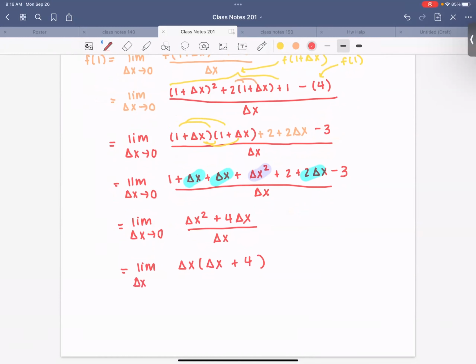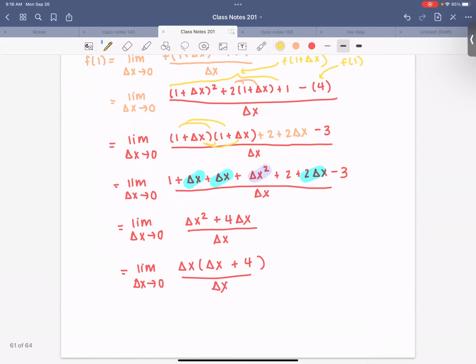Okay, so delta x goes to 0. On the bottom, we have delta x. Looks like we can cross out the top and bottom, right? So delta x crosses out, delta x on the bottom crosses out, and we're left with the limit as delta x goes to 0 of delta x plus 4.